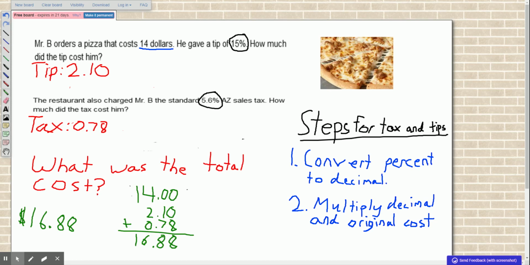Okay, that is all that we are going to cover today for taxes and tips. Remember your steps, very simply: convert your percent to a decimal, multiply that decimal times the original cost, and then if you need to figure out your total, then you add that to your original.